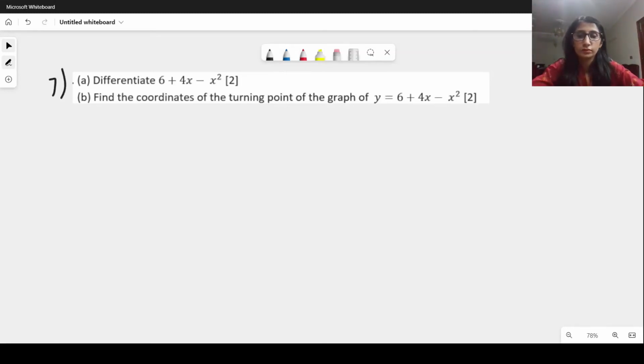All right, next question. Differentiate 6 plus 4x minus x squared for part A. Part B, find the coordinates of the turning points of the graph.